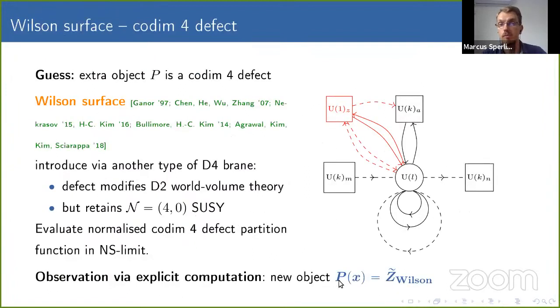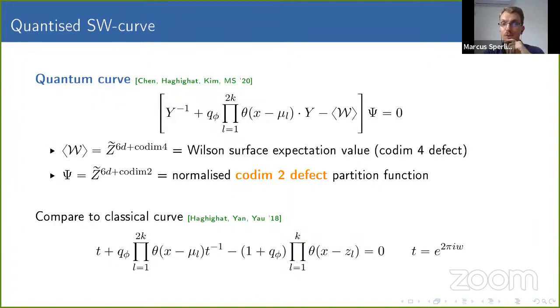And it turns out this object P is another defect, which is called the Wilson surface or a co-dimension 4 defect, which can again be introduced by a different type of brane. You can repeat the same computations of the partition functions, and then an explicit verification tells you that the object P, determined solely from the difference equation, matches precisely the normalized defect partition function of this object. So at the end of the day, you can finally write down your quantum curve.